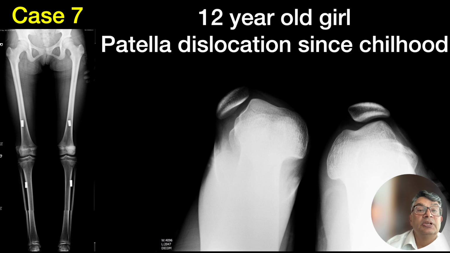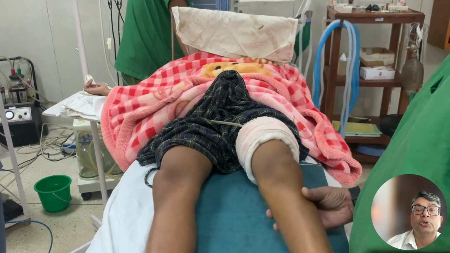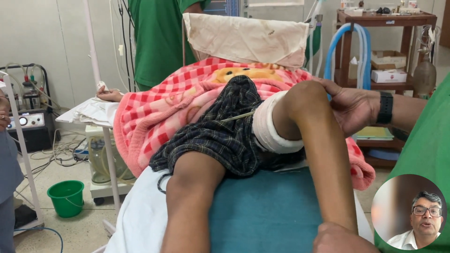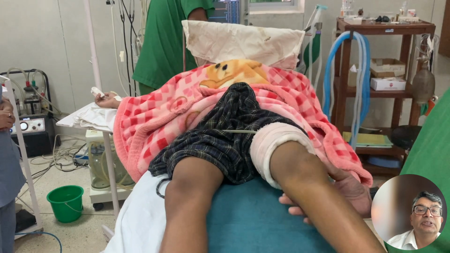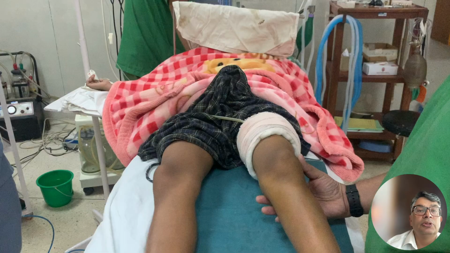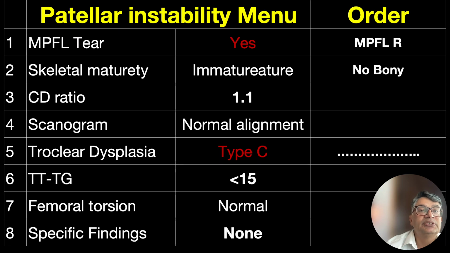Finally, the last case is a very special case, a 12-year-old girl, patellar dislocation since childhood, and this is extremely difficult to treat because we cannot do a bony procedure, and she was having the same thing on both the sides. So we are talking about the left side first. This is habitual dislocation of the patella. She underwent all the investigations and the menu was created.